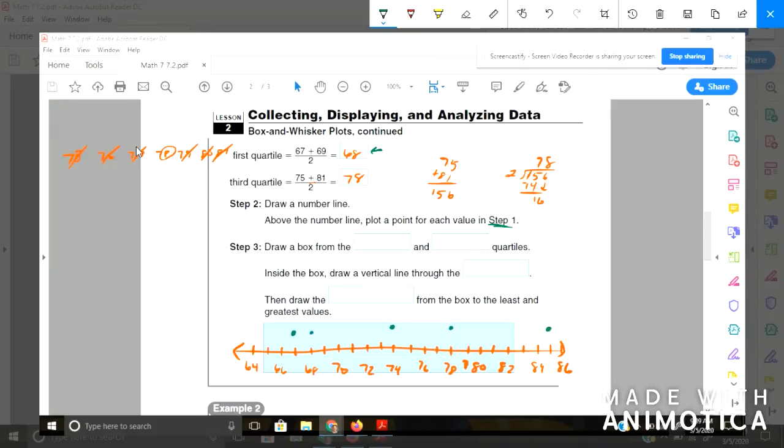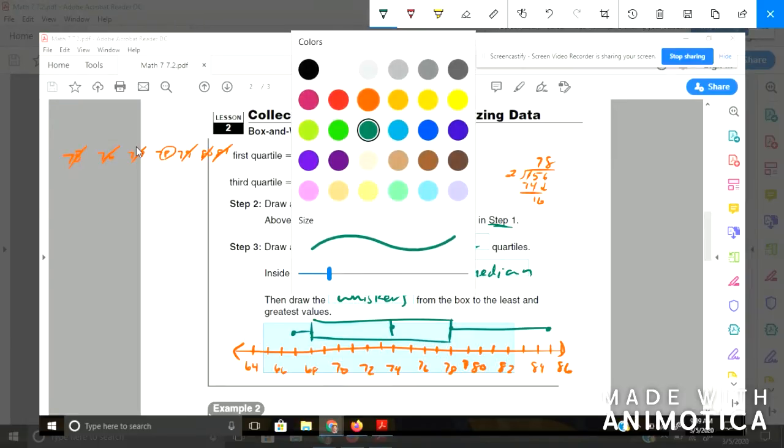And now I'll draw a box from the lower and the upper quartiles. And this will be the box part of my box and whisker plot. And then inside the box, draw a vertical line through the median. Right, so here's the median. Lastly, draw the whiskers from the box to the least and the greatest values. And there you have it. You've just done your box and whisker plot. Hopefully that's a good review for you.